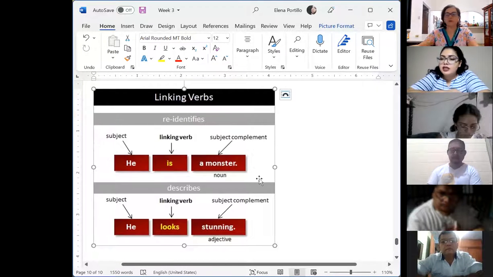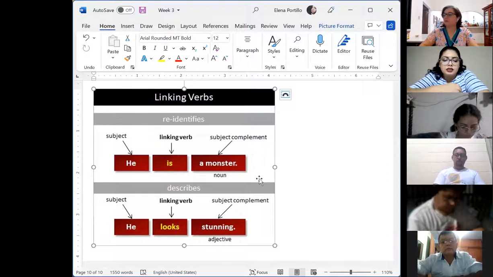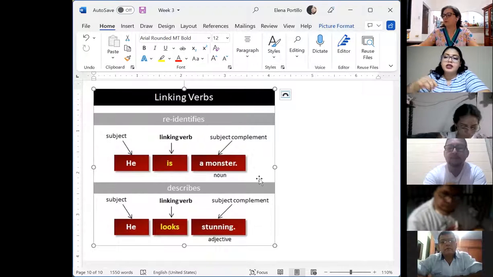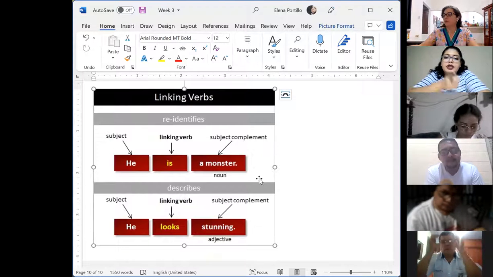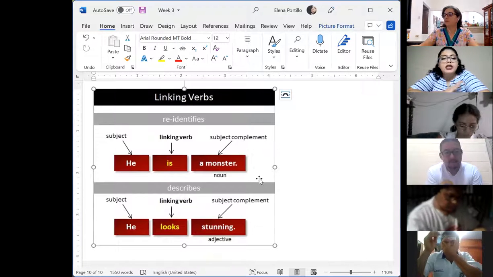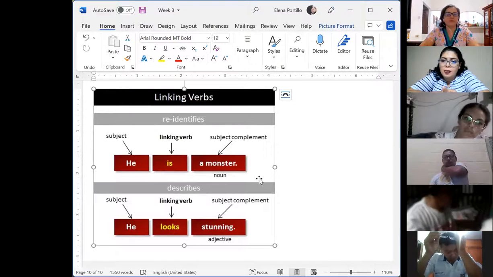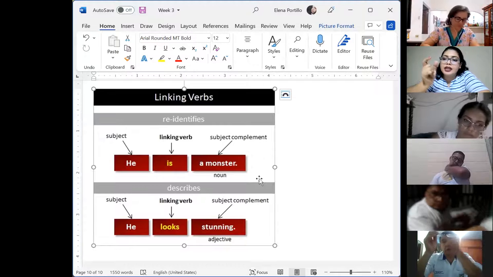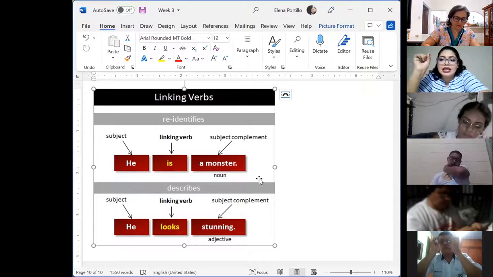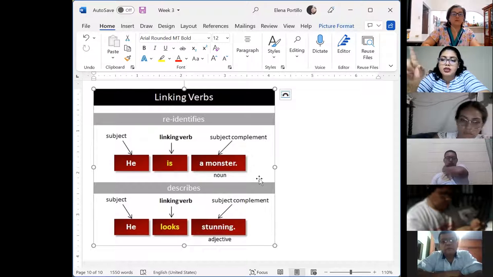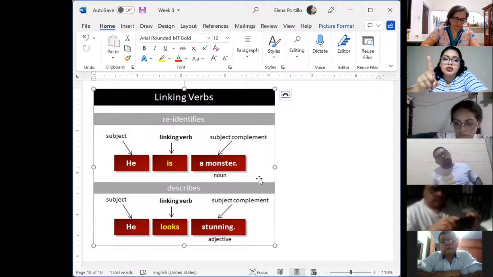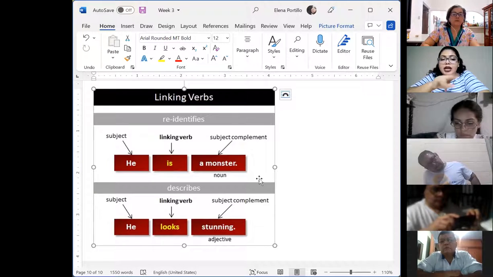So in this case, it says that linking verbs are for re-identifying some words or describing its subject. So we have the subject, then we have the linking verb, and we have the subject complement. In that sentence, it's very easy to understand because we have, he is a monster. Who is a monster? He. And the verb be, in this case, is the linking verb because it's linking the subject with the subject complement. And then the number one is re-identifying, and the number two is describing.